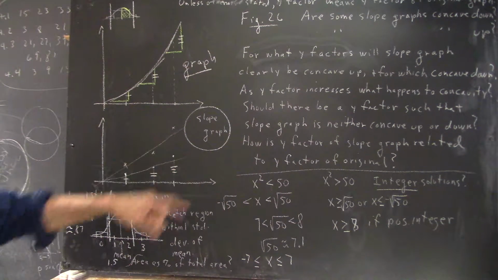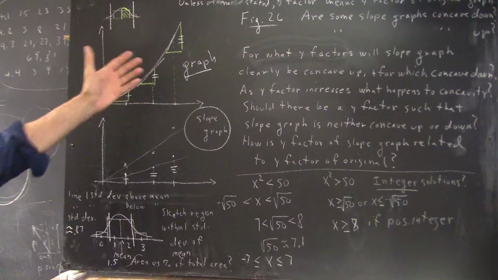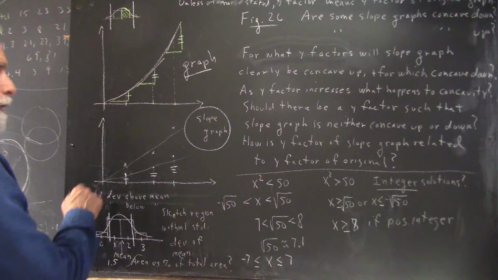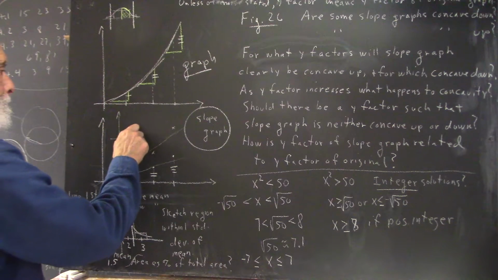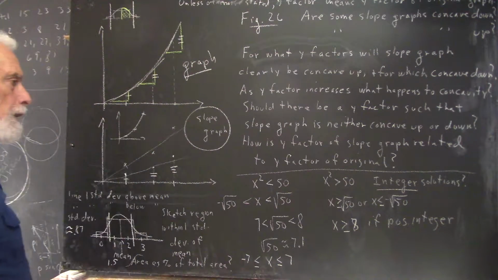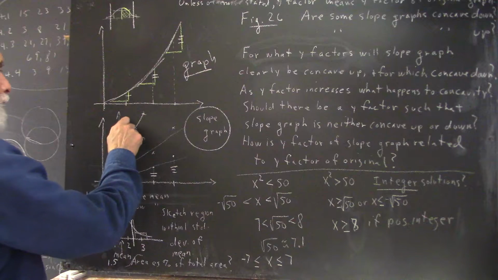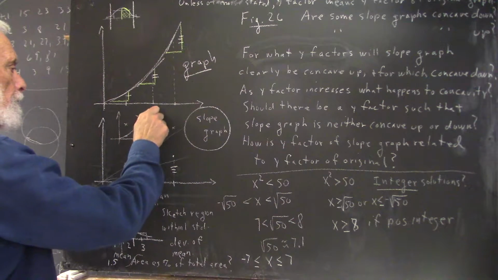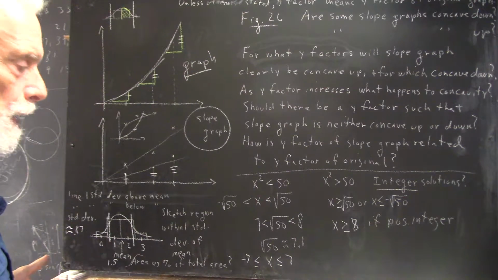But we see how to construct a slope graph. So we got 3 points here. Now if we did this and we got 3 points that looked like this, then we could pretty well say that that graph is concave up. If the 3 points look like this, then it really does look like the graph is concave down.